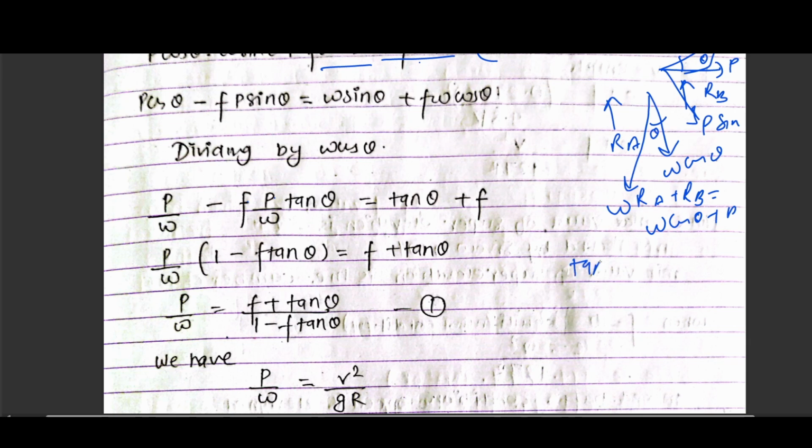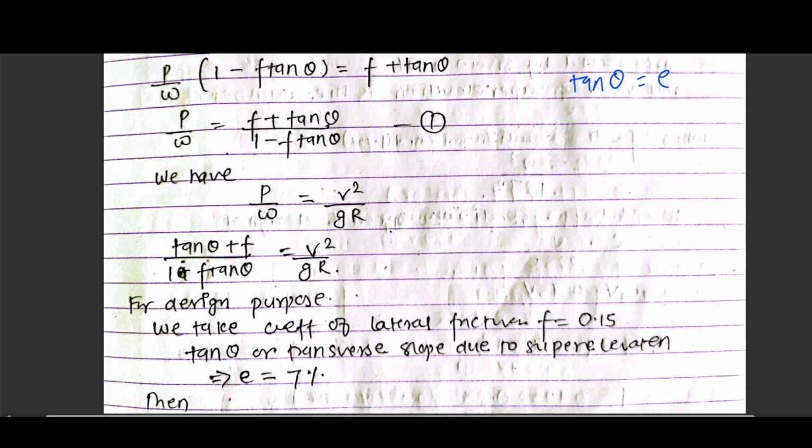We know that tan theta equals e, right? And on solving it, we get P/W equals (F plus tan theta) divided by (1 minus F tan theta), and P/W equals V squared by gR. So (tan theta plus F) divided by (1 minus F tan theta) equals V squared by gR.